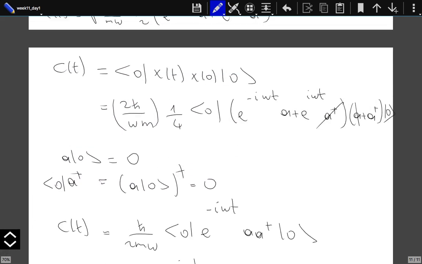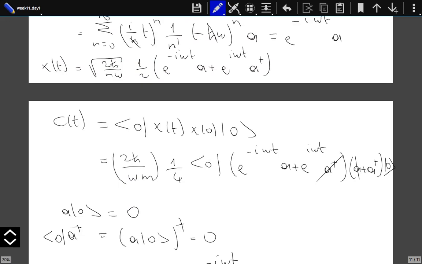Well, you see, if this were not the ground state, you would have had to do a bit more. Let's do it for the first excited state also. I mean, it won't be too much additional work.